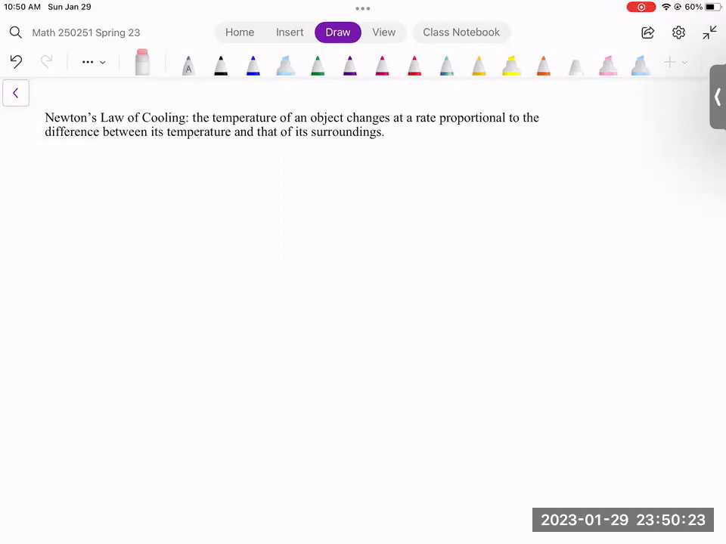To get started, we're going to parse this relationship, giving names to the different pieces that we're going to be looking at. So let's give a name for the temperature of our object. Just so that we don't have confusion between upper and lower cases, I'm going to call S of t the temperature of our object at time t.